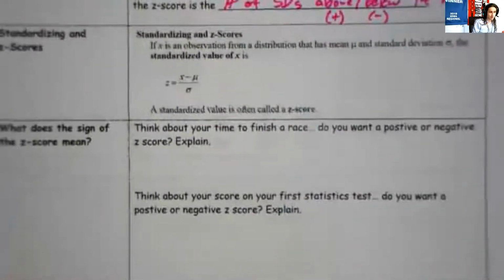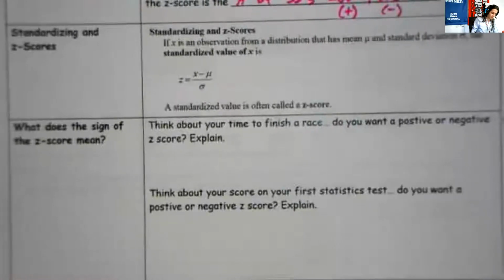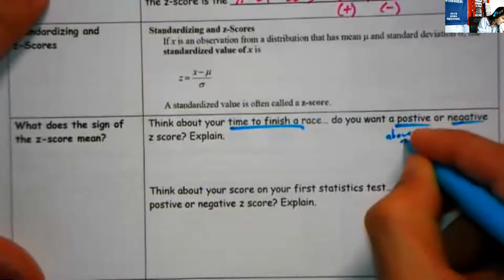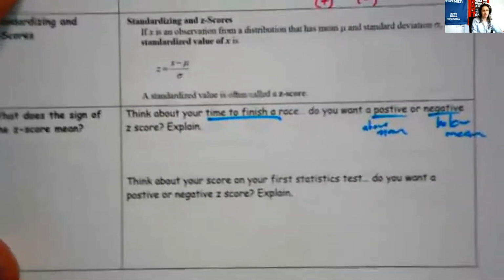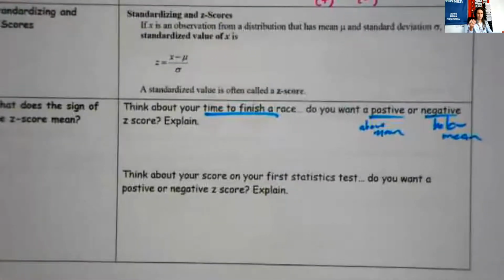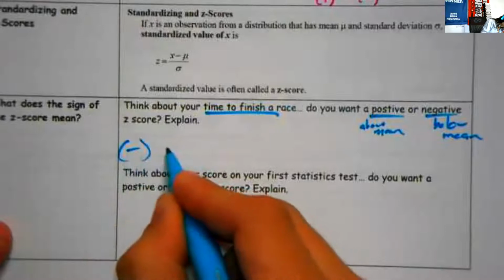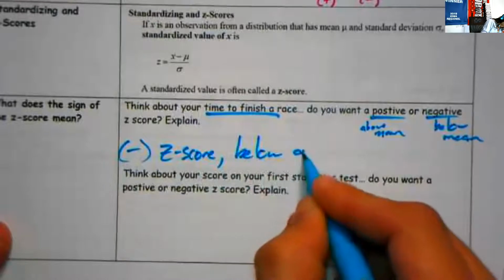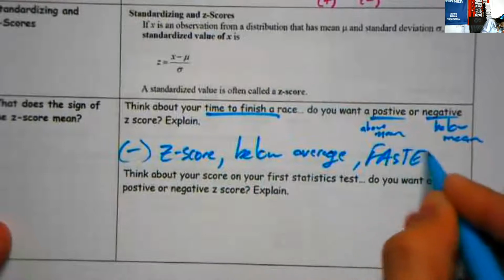What does the sign of the z-score mean? Think about your time to finish a race. Do you want a positive or negative z-score? Positive would be above the mean. Negative would be below the mean. Do we want a time that is above the average time or below the average time? Well, you want a negative z-score. A negative z-score means you're below the average. That means you're fast. You want to be faster.